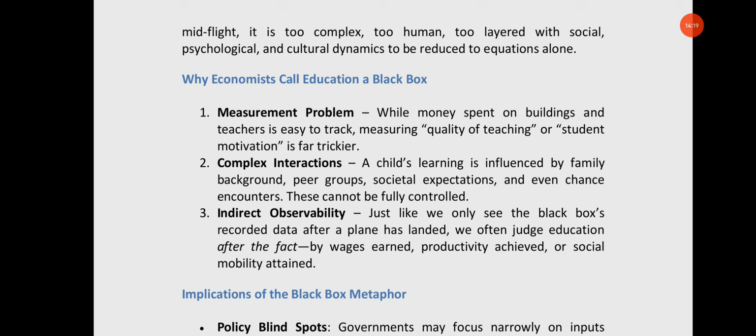Why do economists call education a black box measurement problem? While money spent on buildings and teachers is easy to track, measuring quality of teaching or student motivation is far trickier. Complex interactions: a child's learning is influenced by family background, peer groups, societal expectations, and even chance encounters. These cannot be fully controlled. Number three, indirect observability. Just like we only see the black box recorded data after the plane has landed, we often judge education after the fact by wages earned, productivity achieved, or social mobility attained.